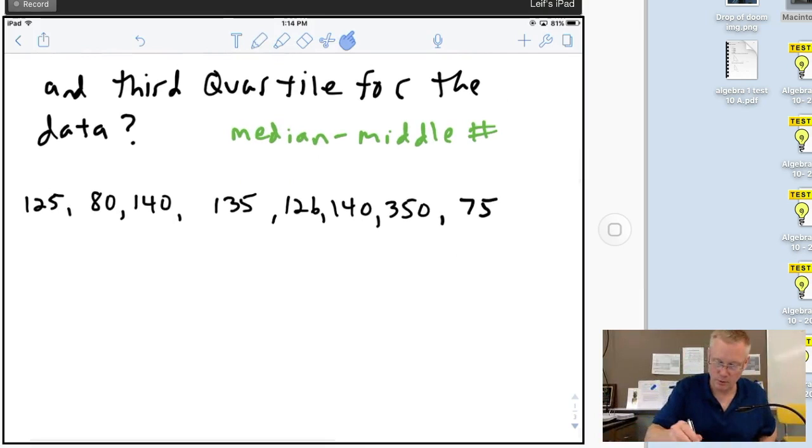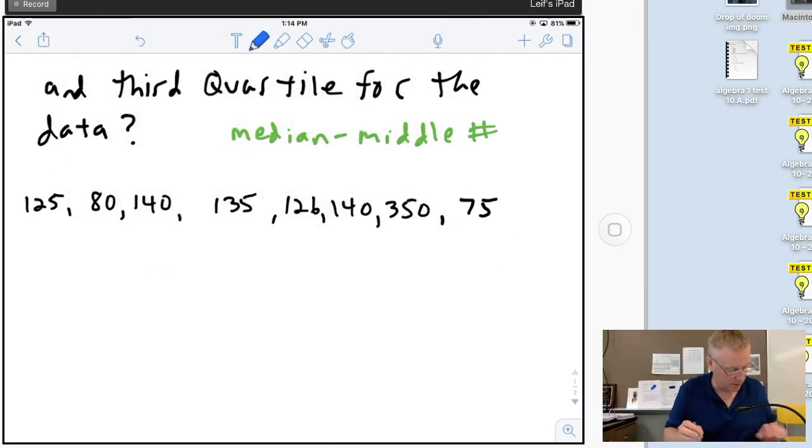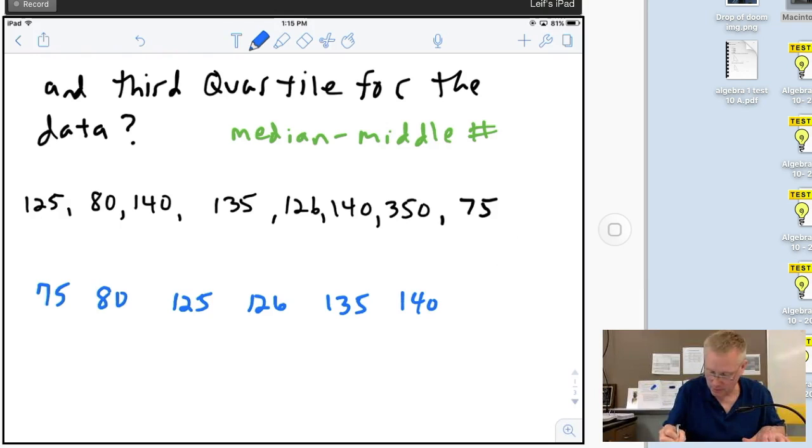So median's a middle number, which means I'm going to put these in order. I'm going to rearrange them from smallest to biggest. So 75 is the smallest, and then I've got 80, and then 125, and then 126, and then 135. I already did these out. I'd probably take a little more time and show you, but I'm sure you all can order numbers from least to greatest. Okay, so there they are.